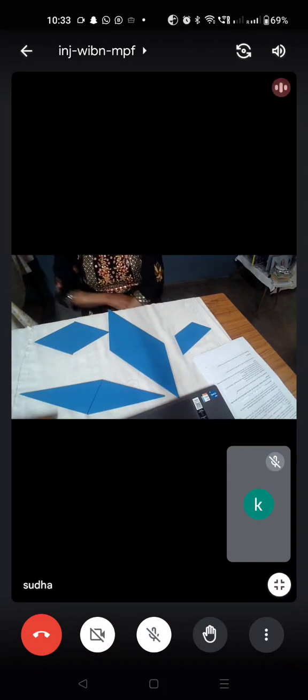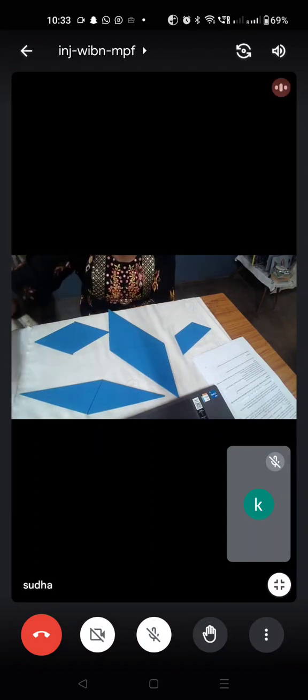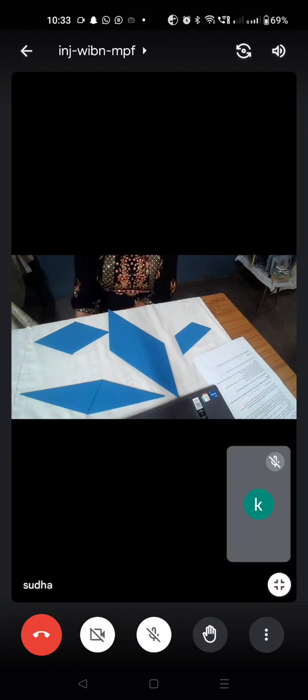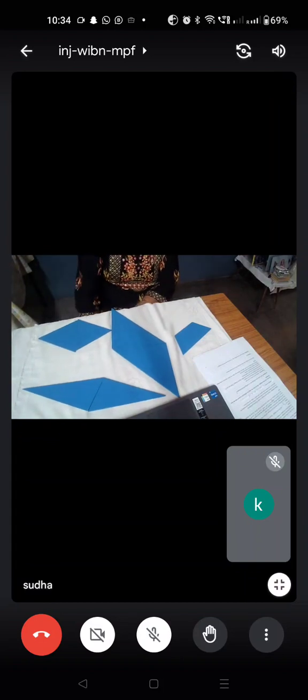What's the point of interest with these blue triangles? Making different shapes using the same triangles.